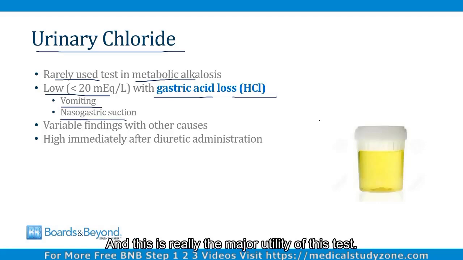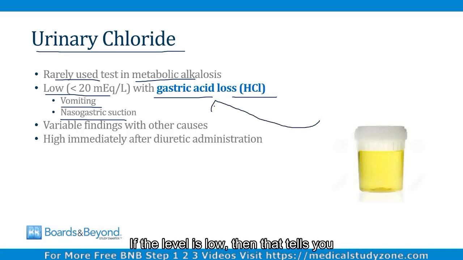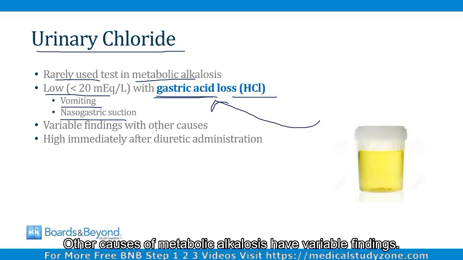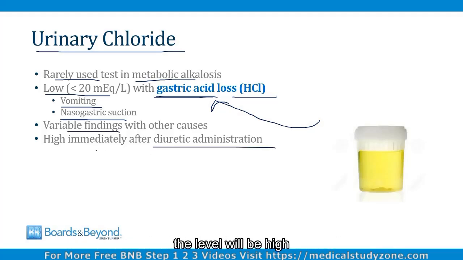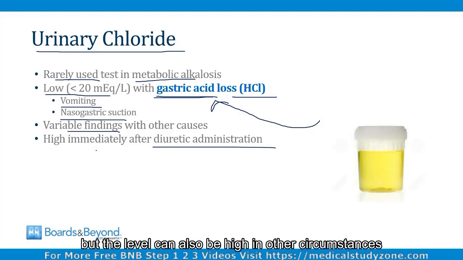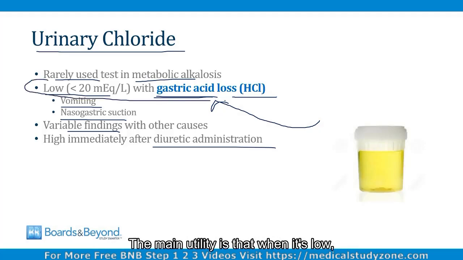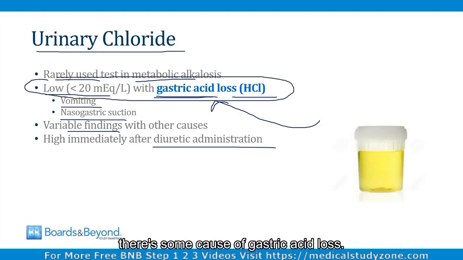And this is really the major utility of this test. If the level is low, then that tells you there's gastric acid loss. If the level is not low, it's hard to know what to do with this test. Other causes of metabolic alkalosis have variable findings. For example, immediately after you give a diuretic, the level will be high, but the level can also be high in other circumstances, so it's hard to make a diagnosis if the level is high. The main utility is that when it's low, there's some cause of gastric acid loss.